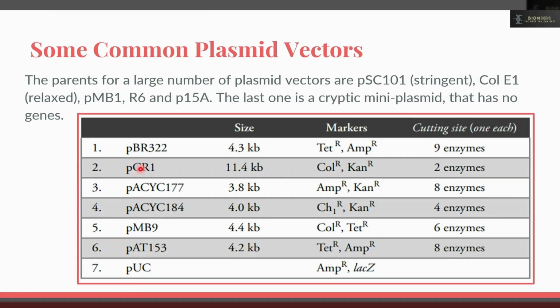These are the common plasmid vectors which we use, pBR322 and pUC. These are the main plasmids we use for recombinant DNA. We will study those examples in the next lecture.